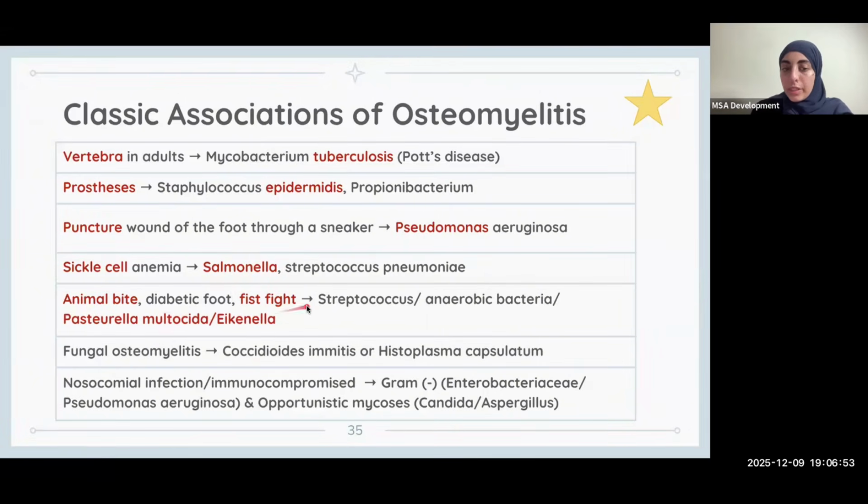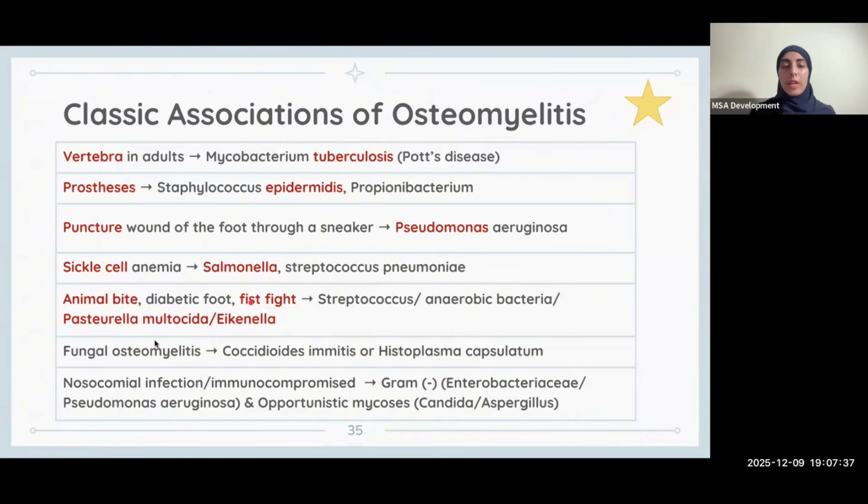The next one is fist fighters, especially if someone punched someone in the face and it went into their mouth and they broke their teeth, whatever. There's Eikenella. Eikenella is part of the human oral microbiota. So if someone is a fist fighter, they get in contact with another person's saliva, and this will have Eikenella inside. So in a fist fighter getting osteomyelitis, you should suspect Eikenella. And then you also have Streptococcus and anaerobic bacteria that are important to keep in mind, also in a diabetic foot patient. But classically, Pasteurella multocida for animal bite, Eikenella for fist fighter.